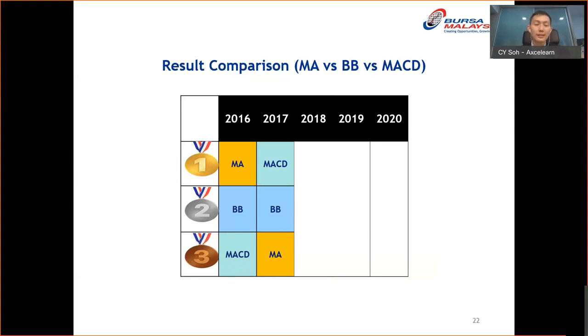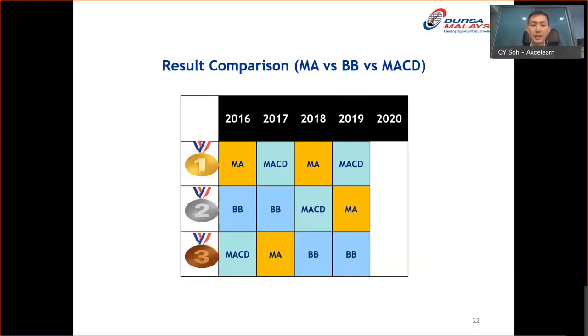Here we can see the results as we move on through the following 3 years. In short, different indicators perform very differently at different times. Why? Because different indicators have their own unique characteristics. Moving average has its own unique characteristics, same as Bollinger Band. Same thing for MACD as well.